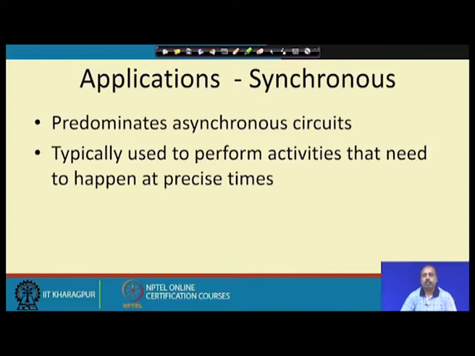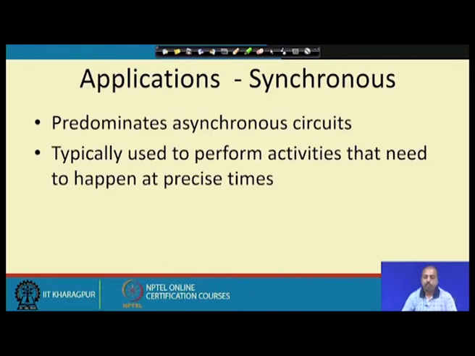In the example I took at the beginning, if there is a display, then some character is displayed for a fixed amount of time, after which the next character is displayed. So when the character will change is fixed. At fixed intervals of time we expect something to happen in the system, so they are synchronous systems.